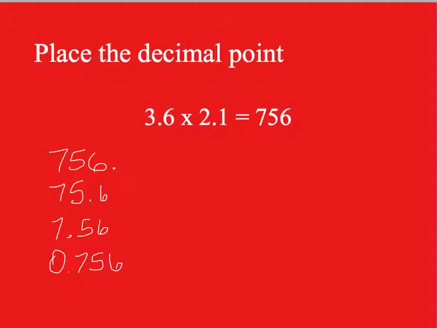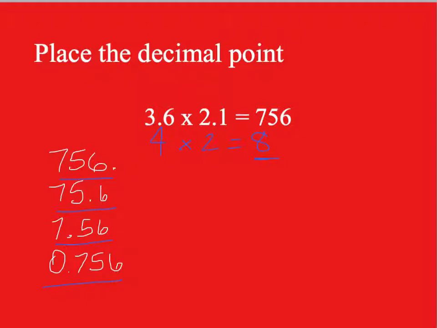So think back to when we found our estimate. If you remember, we rounded 3.6 up to 4 times 2. We rounded 2.1 down to 2. So our estimate was about 8. Now I want to look at each of these numbers that I came up with and figure out which decimal placement makes the most sense if my estimate was 8.